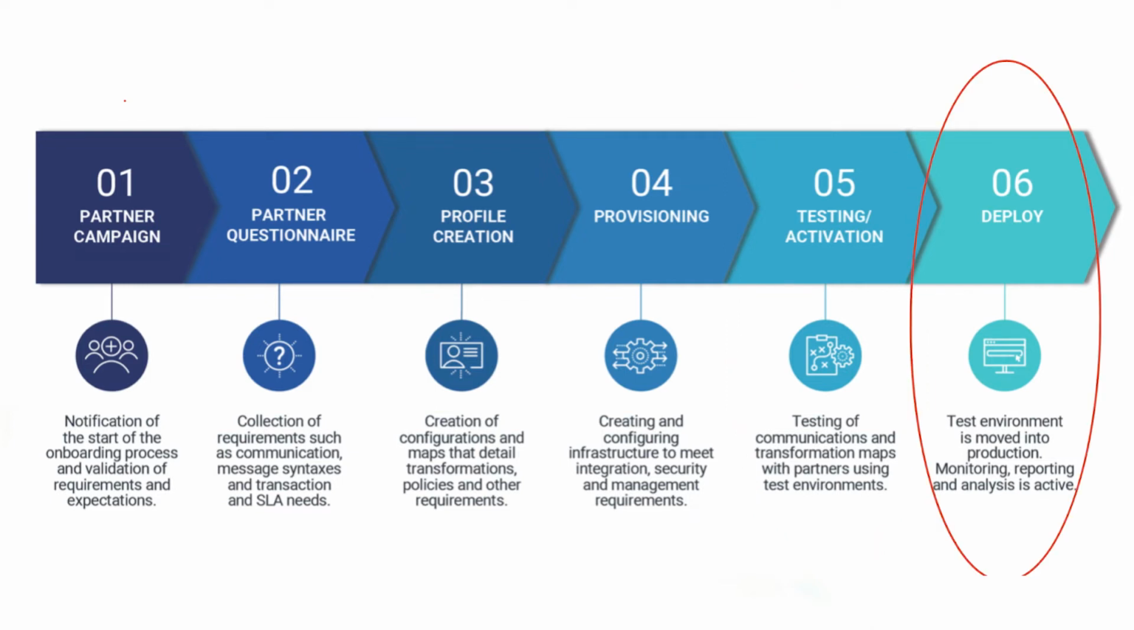Number 6, deployment. The final step of trading partner onboarding is deployment. The deployment step moves the testing environment into production. Reporting, monitoring, and analysis should all be firing properly, with full visibility into each transaction. Once deployment has been completed, a trading partner has been onboarded.